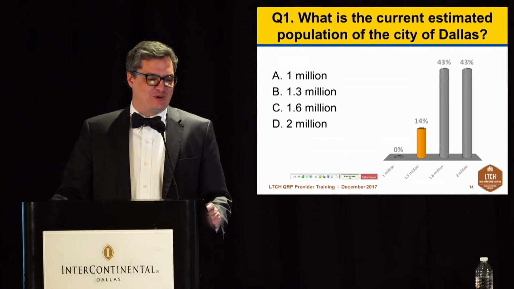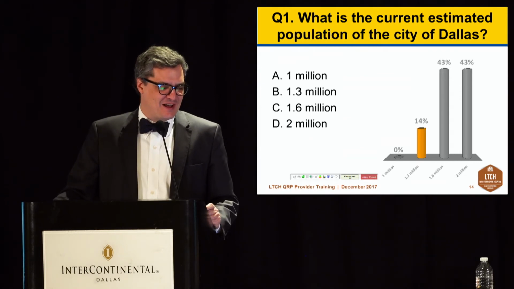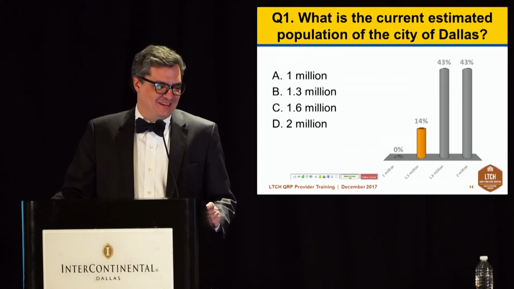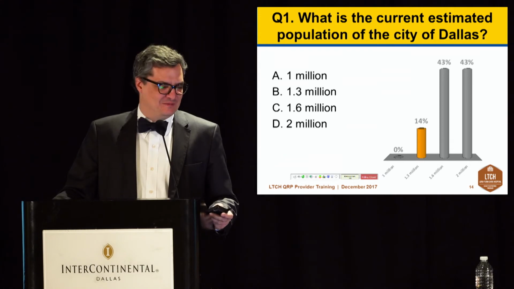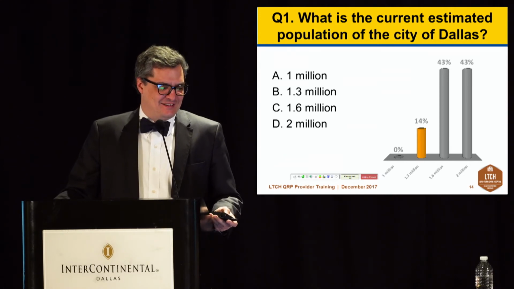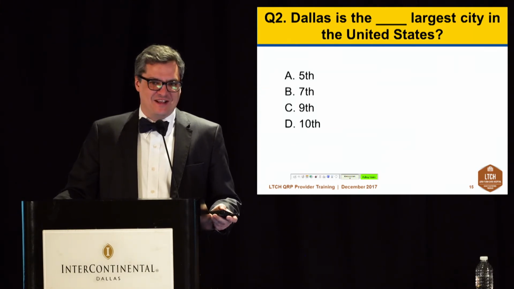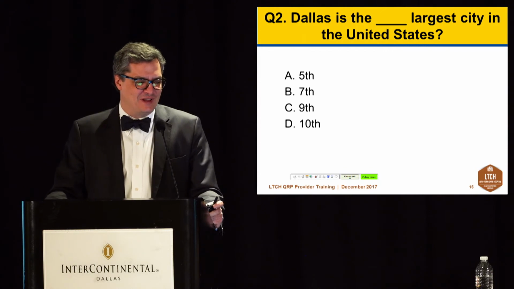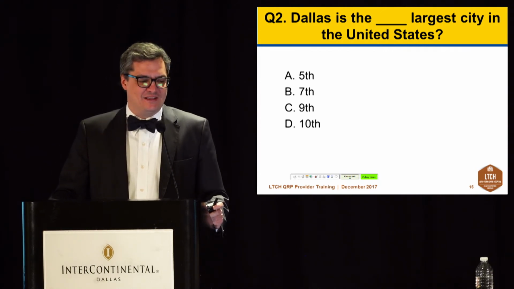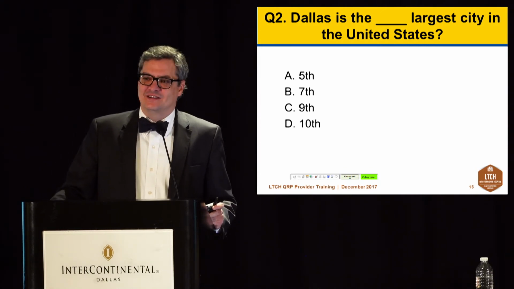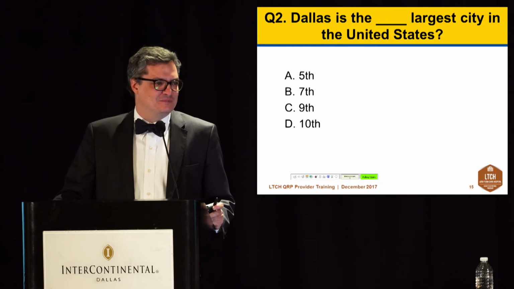B, 1.3 million. It looks like there was a tie for C and D. The correct answer was B. I hope the local people helped. Next question, which relates. Dallas is the blank largest city in the great United States?